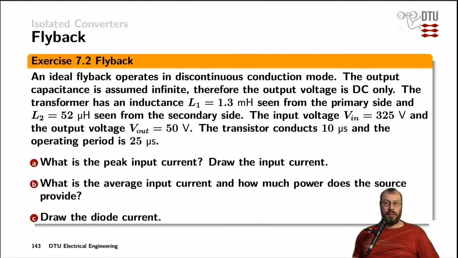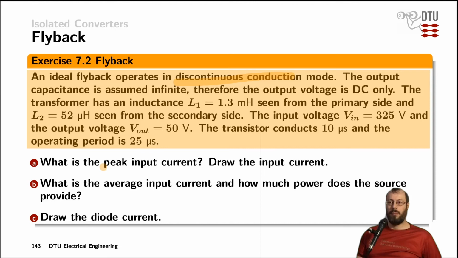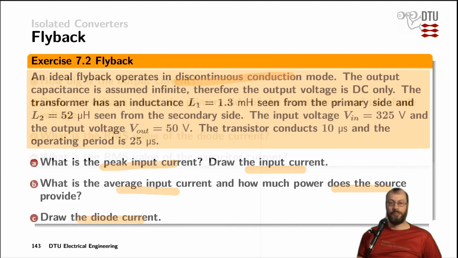And in the second exercise, we are dealing with an ideal flyback converter with these operating conditions here in discontinuous conduction mode. What is the peak input current, and also draw that input current, and remember to put numbers on the axes. What's the average input current, and how much power do we have at the input? And finally, draw the diode current.